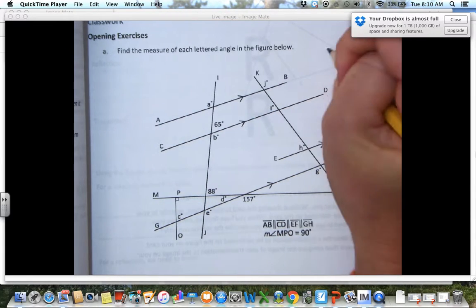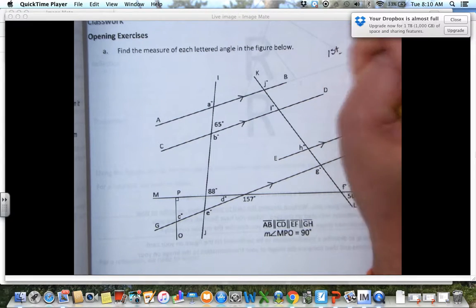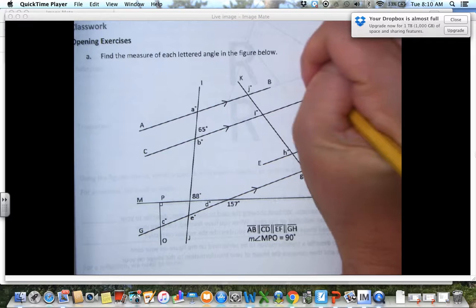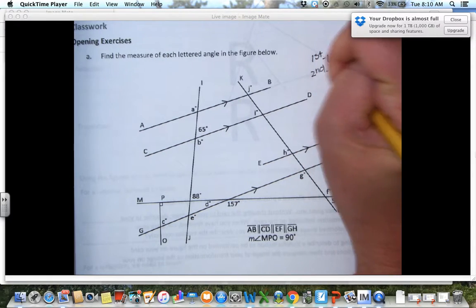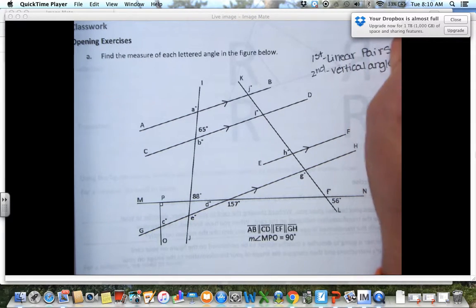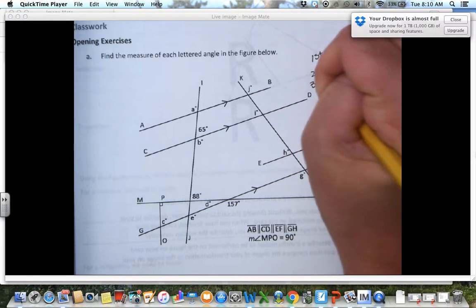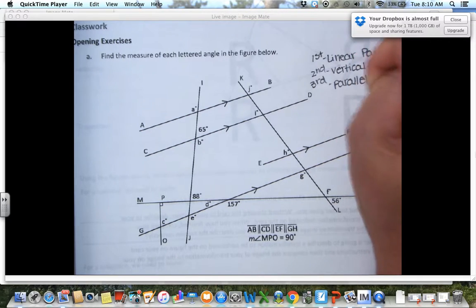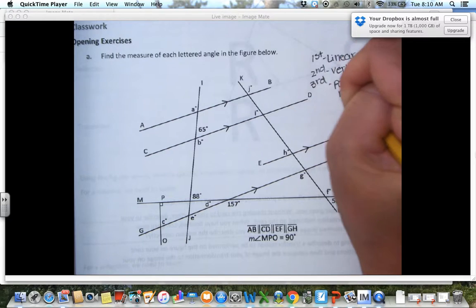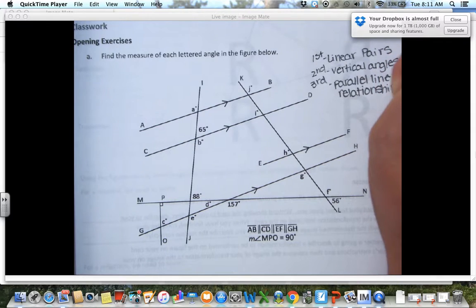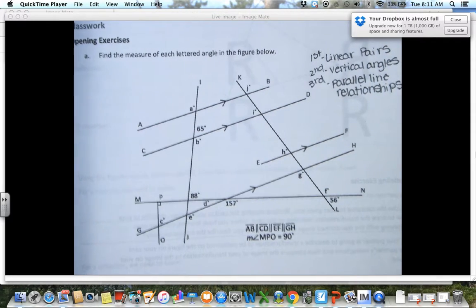So I'm going to write that over here. First, linear pairs. So you can see it. Second, vertical angles. And third, parallel line relationships. So parallel line relationships will be the last thing I apply.